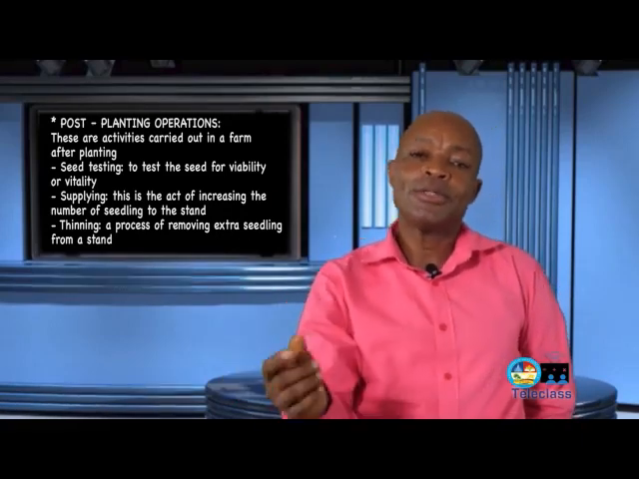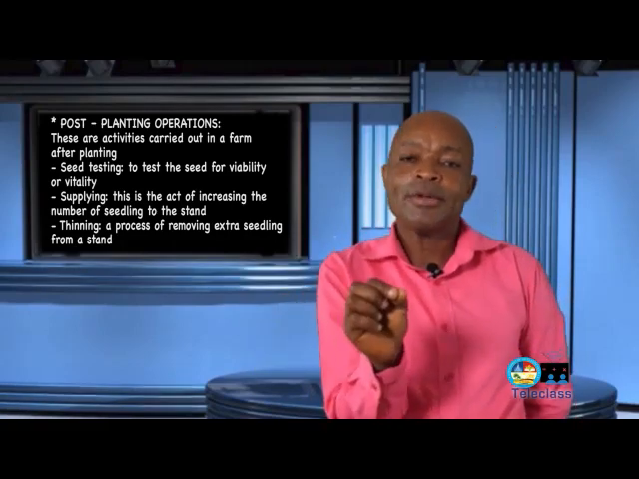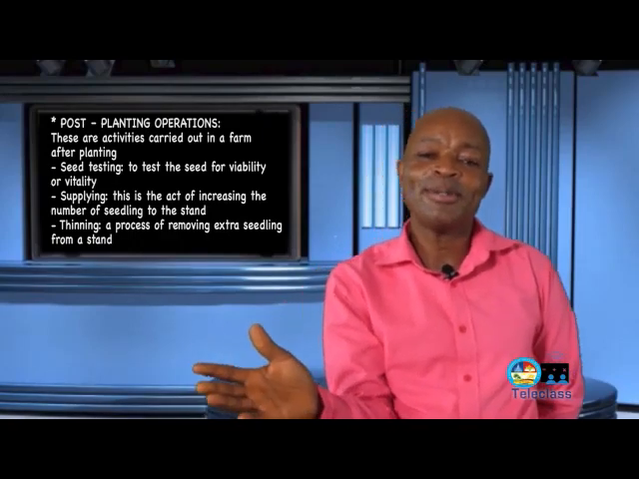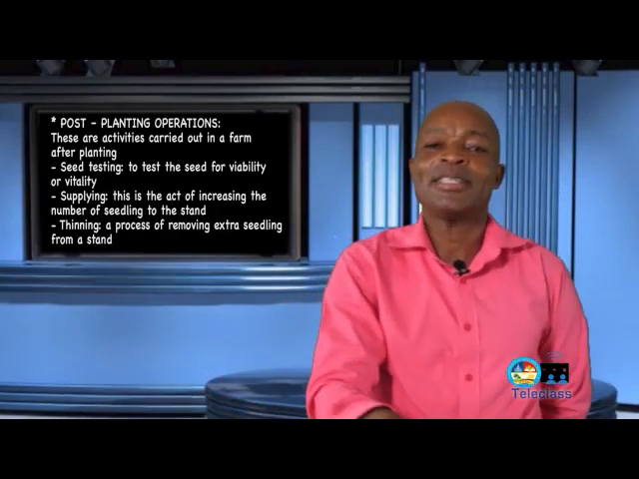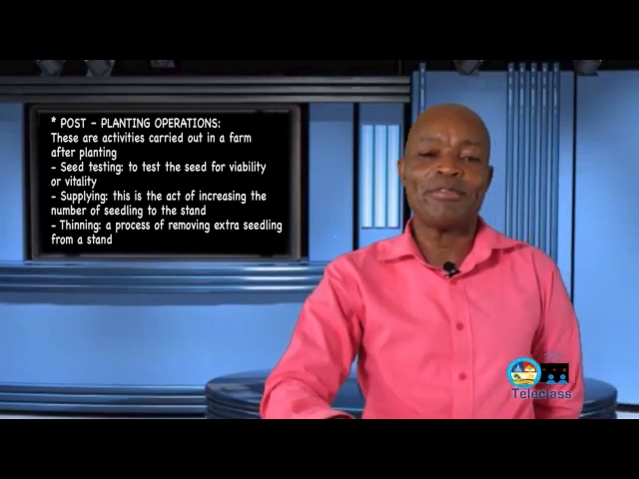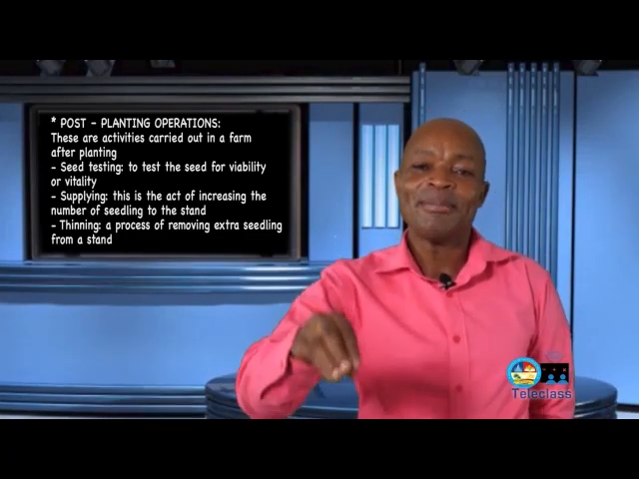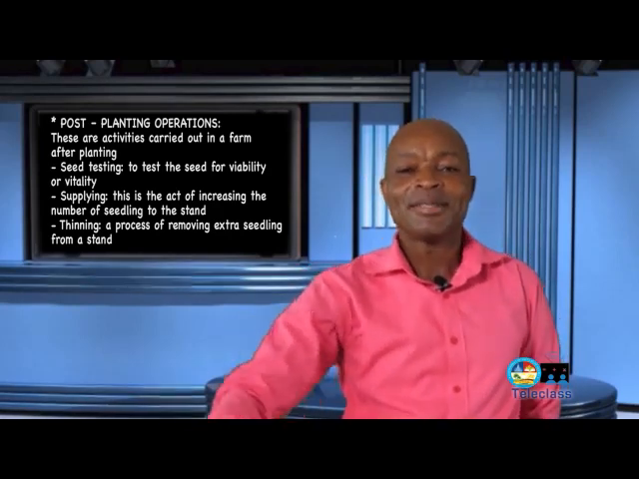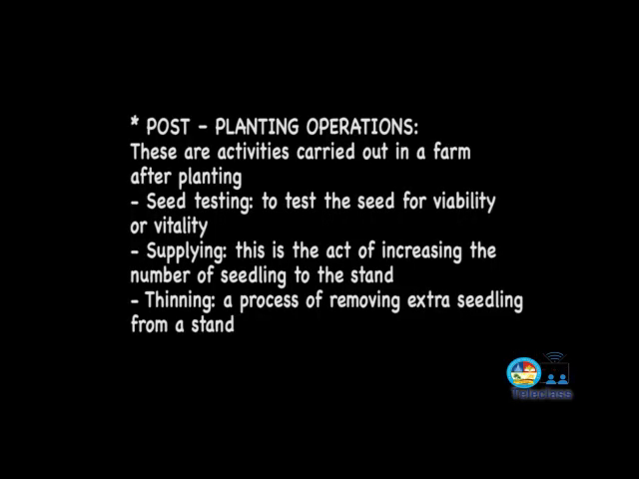Then thinning is the opposite of supplying. Thinning is a process of removing extra seedlings from a stand. For example, these days, if you ask children to go for planting without proper supervision, they can just go there because they want to be fast. Instead of planting 2-2, they might plant 5-5, 6-6, or 7-7. Before you know it, they are through, not knowing that all of them will germinate. By the time they germinate, you have to go back and reduce them. Reducing the number of seedlings per stand is what is called thinning.